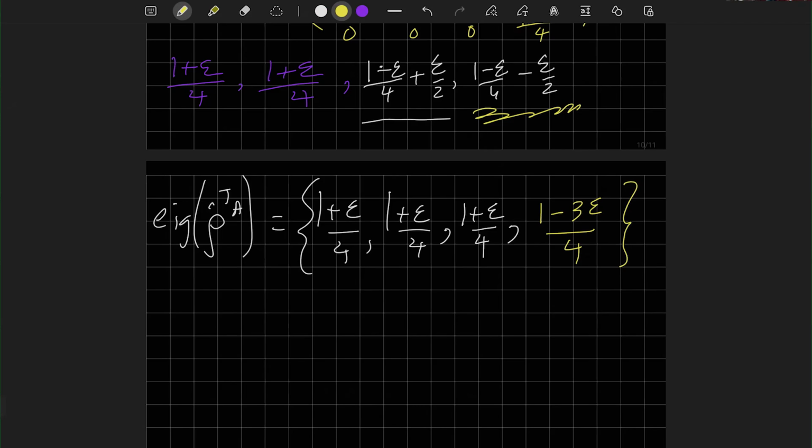Now, the first three will always be positive, but this has a potential to become negative, and that happens when epsilon is greater than 1 over 3. Whenever epsilon is greater than 1 over 3, this term becomes negative. So between 33% and 100%, if that's the value of epsilon, the state will be entangled, otherwise it will be separable.